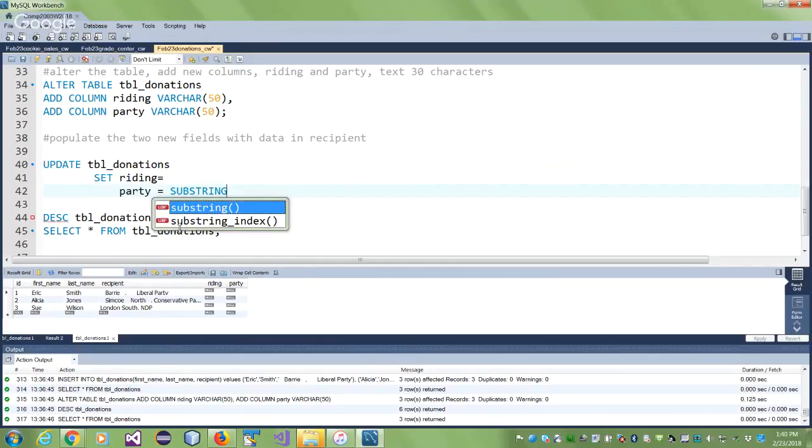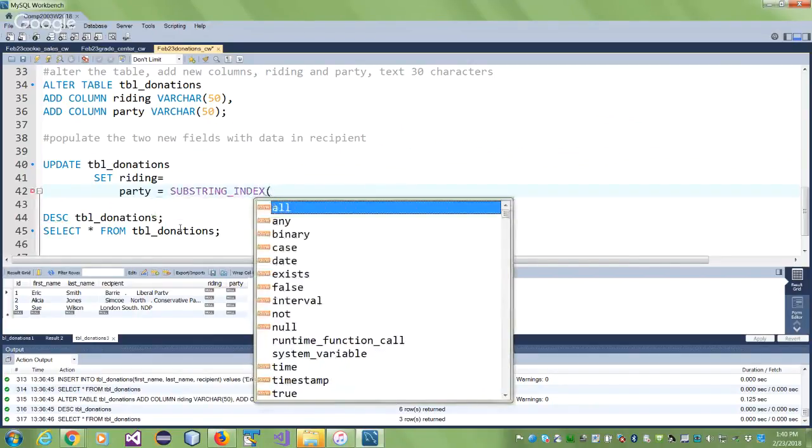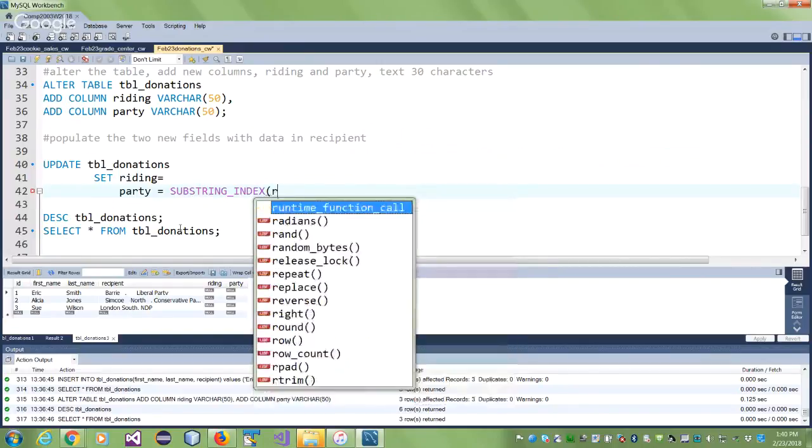The substring index allows you to look for something. So I want to look for a comma. I don't know how many characters to extract. I cannot use a substring because I don't know how many to extract. Berry is 5 characters. Simcoe North is not 5. You know what I mean? I don't know how many, but I know that there is a comma. So I'm going to use the substring index function. And again, nobody knows what it does till, of course, you use it, right? So I'm going to use this function on which field? On the recipient field.